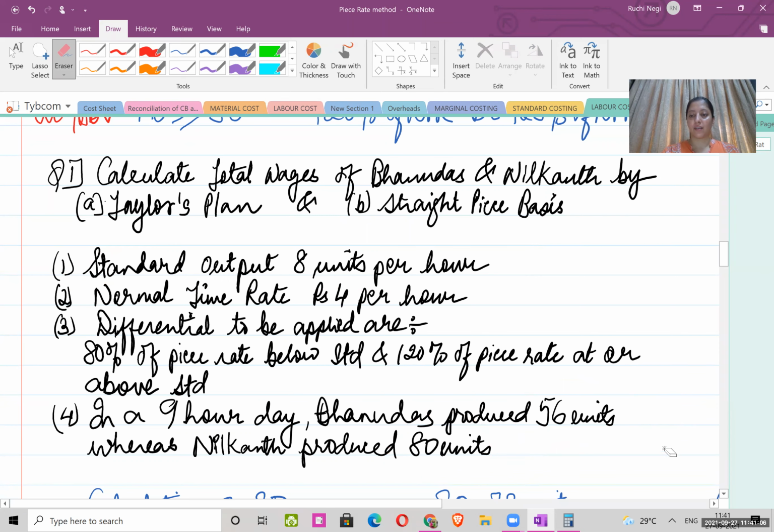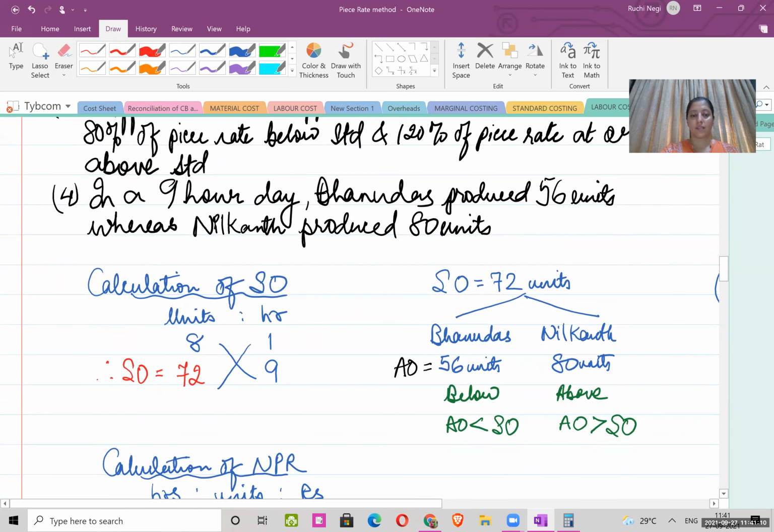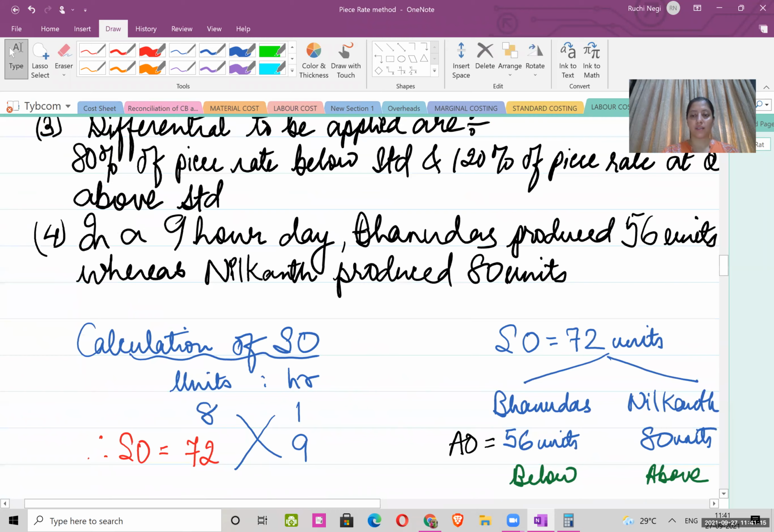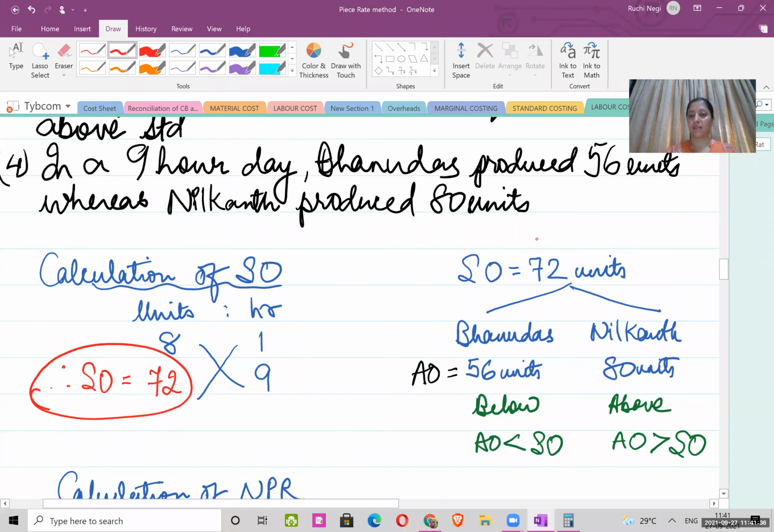Okay, so coming on to calculate this, working note number 1. In one hour you are making 8 units. How many hours are you working in the whole day? 9 hours. So in 9 hours, how much? Cross multiply. So 9 8s are 72. So my standard output is 72. Okay. So now I will compare.